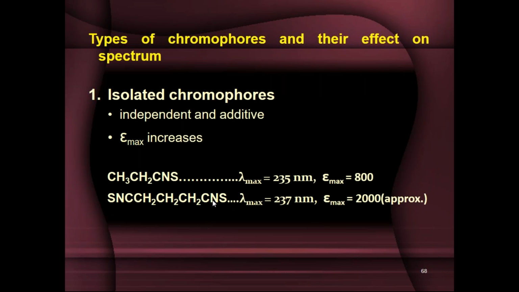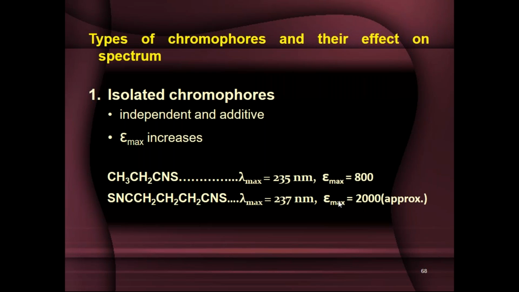So here in this compound, you have two chromophores, both are the same chromophore, and they are separated by more than two single bonds. So 1, 2, 3, 4. So you have two isolated chromophores. Now, if you see the spectrum of this compound, you will see a lambda max of 237 and the epsilon max at 2000. There is not much change in the lambda max because the groups are the same. That's why it remains at 237. This is considered almost the same. But there is a huge difference in the epsilon max value.